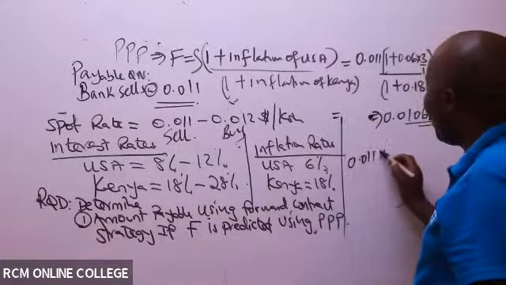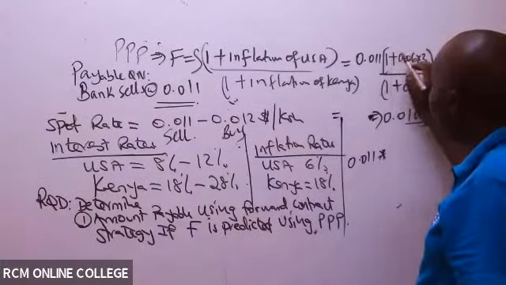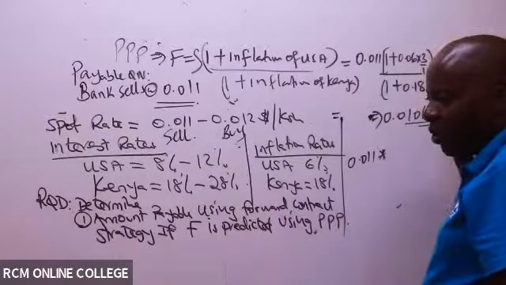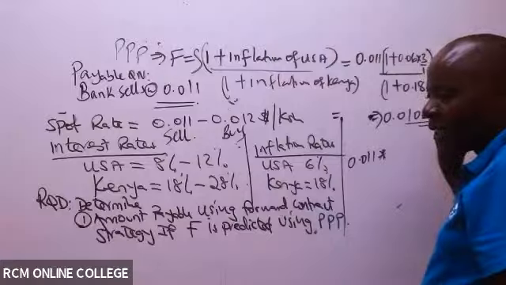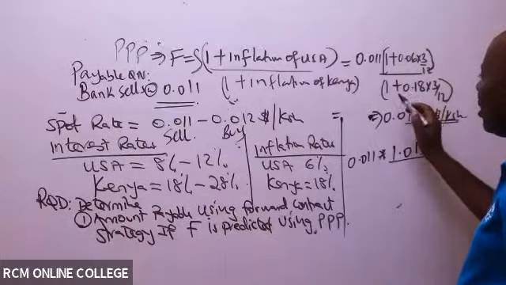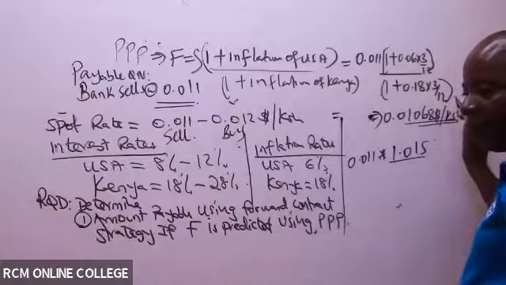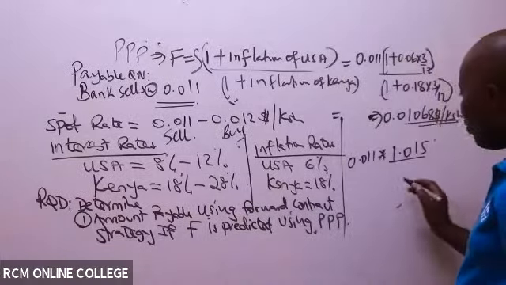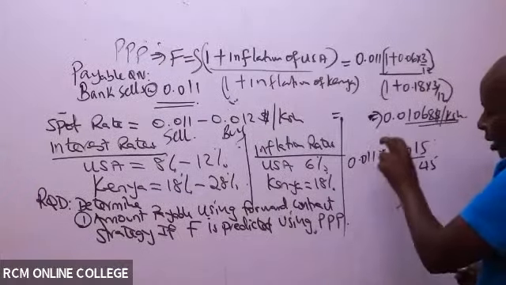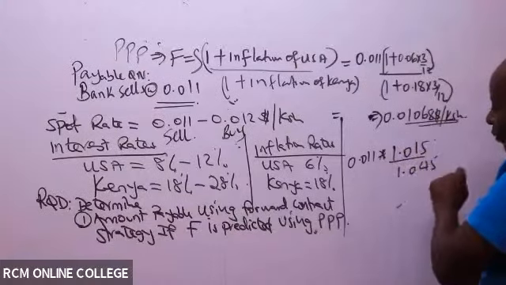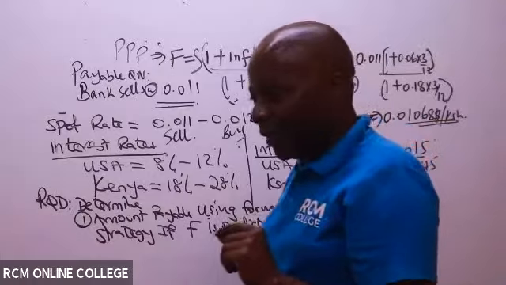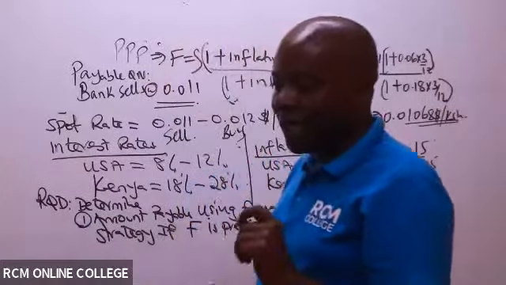So what is your numerator? Somebody says 1 plus 0.06 times 3 over 12. Give me an answer. Let's go slow. 1.015. All over, how about the denominator? 1 plus 0.18 times 3 over 12, which is 1.045. Then I can pick up my calculator and say 0.011 times 1.015 divided by 1.045, which gives me 0.01068.